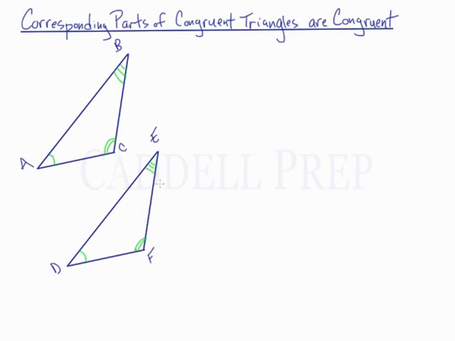Likewise, side EF is across from D, and BC is across from A, so BC and EF correspond to each other. Therefore, BC is congruent to EF.